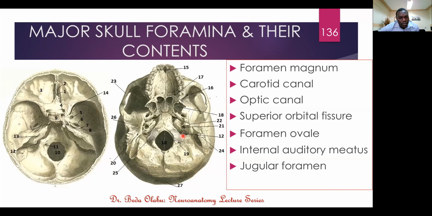Jugular foramen is the one labeled 12 here. Jugular foramen is where the ninth nerve will go through, that's glossopharyngeal, 10th nerve, vagus, 11th nerve, accessory nerve, together with the internal jugular vein. And lastly, hypoglossal canal, the one labeled 11, is the one that will traverse the 12th cranial nerve, the hypoglossal nerve. So those are the skull foramina and their contents.